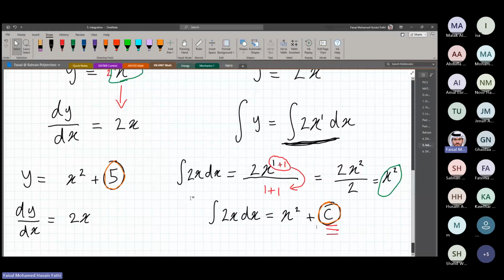So 2 rules to remember when integrating. Always add the dx, the variable that you are integrating to the function, and always add the constant c, the arbitrary constant, to your final answer. This is obviously for basic integration, basic value.